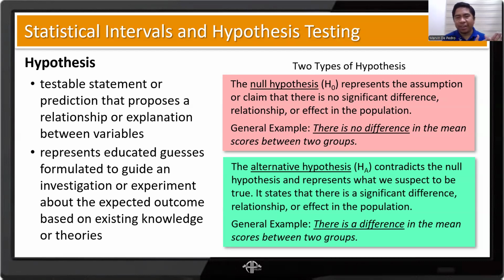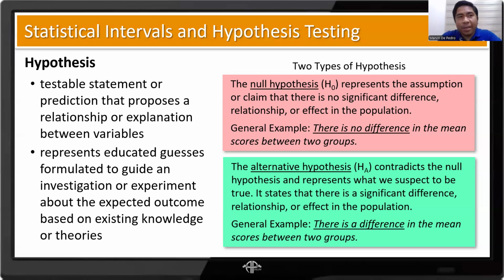I just did a more straightforward flow, right? Okay, so this is the last but the longest video that we have for this module. So without further ado, let's start by defining first what is a hypothesis.